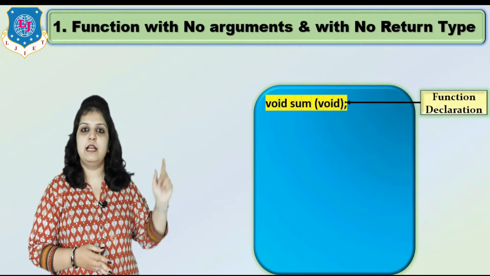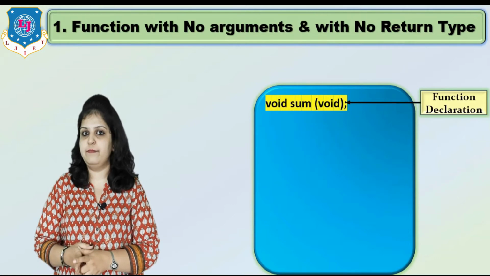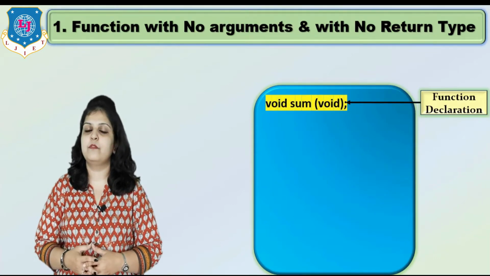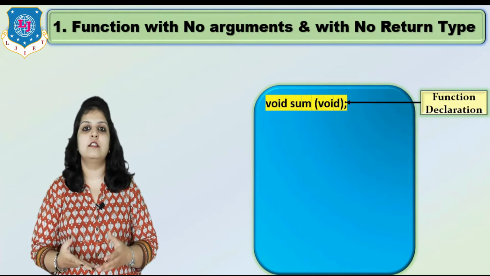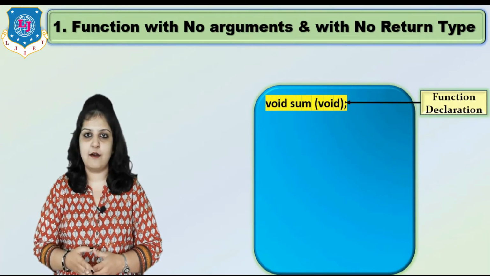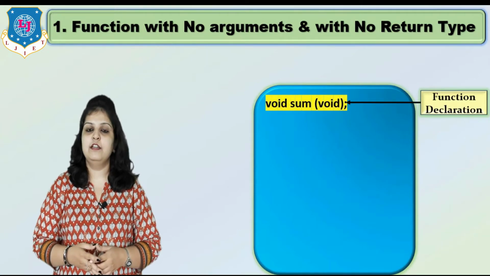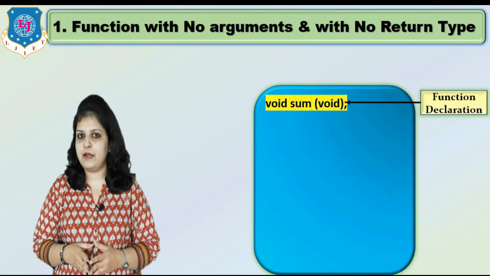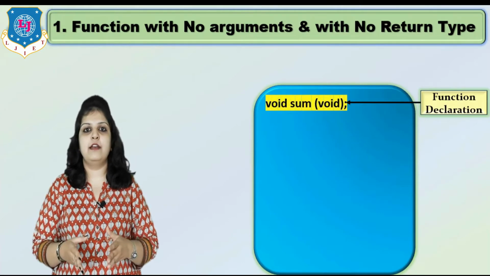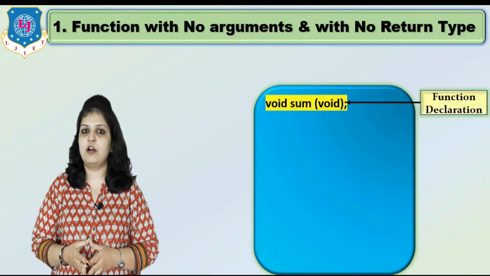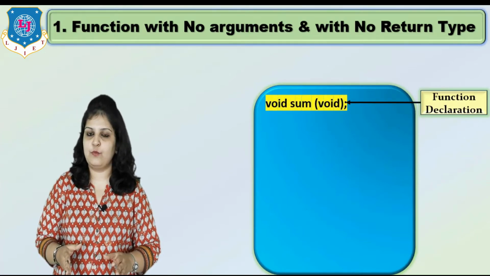So in first line first we have to write void because no return type. Then after, our function name is sum. Why? Because we want a sum of 2 numbers, that's why I am writing function name as a sum. And in bracket no arguments. Arguments is nothing but it is a parameter. So parameter and argument both are the same. So here I am writing void because no parameters, that's why.